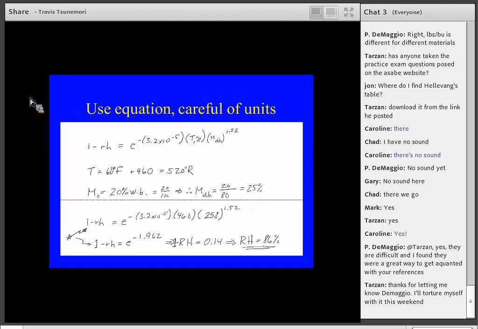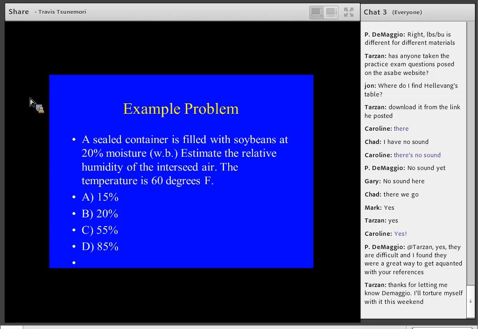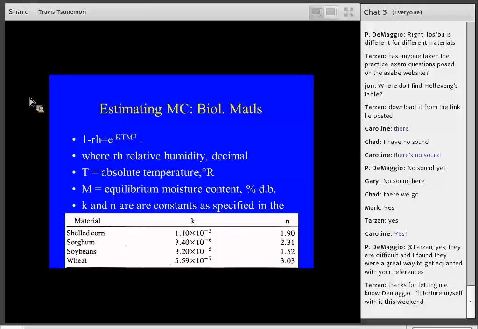To the 1.52. So again, what is our material? Soybeans. Let's go back to the table. Soybeans, K is 3.2 times 10 to the minus fifth. N is 1.52.